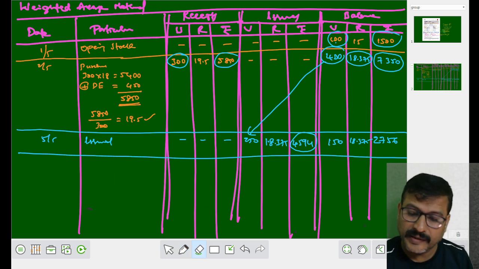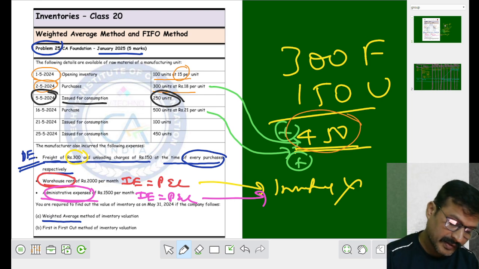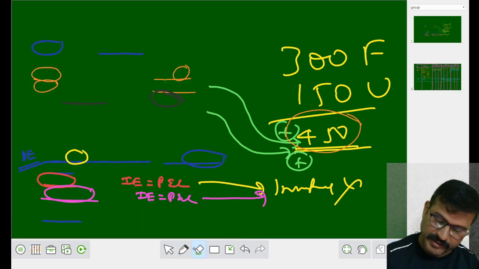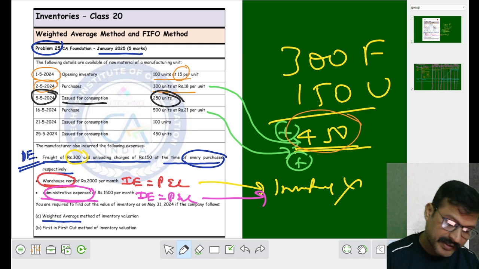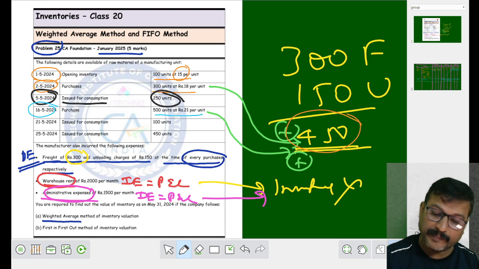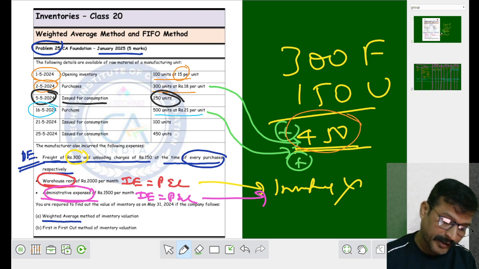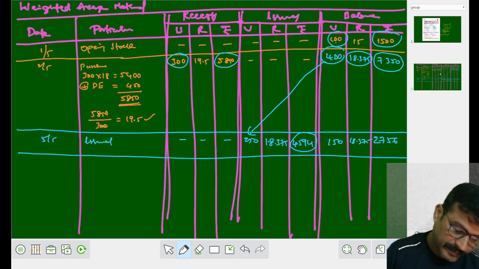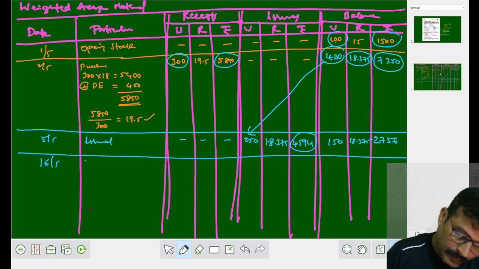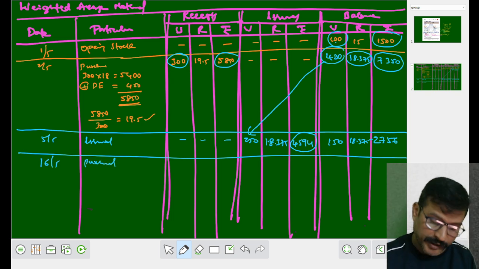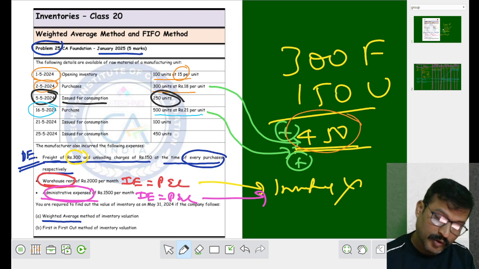Okay, fine. Now what happened after this? On 16th May, you purchased. What did you do on 16th May? You purchased. How many units? 500 units, 21 per unit. Sorry, 16th May you purchased. How many units did you purchase? You purchased 500 units, 21 per unit.